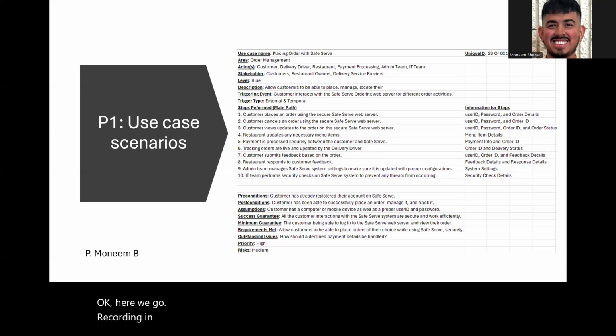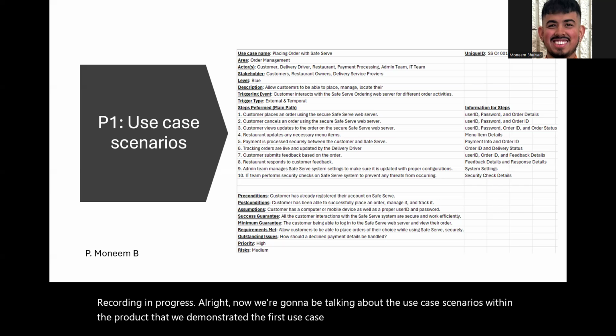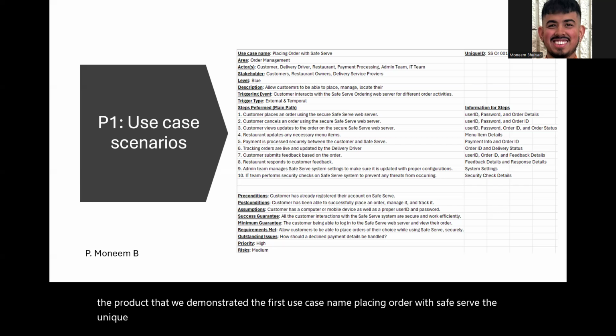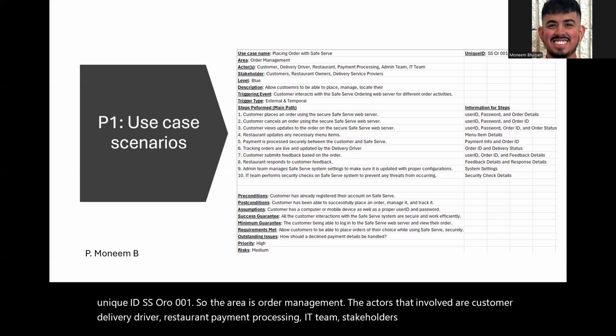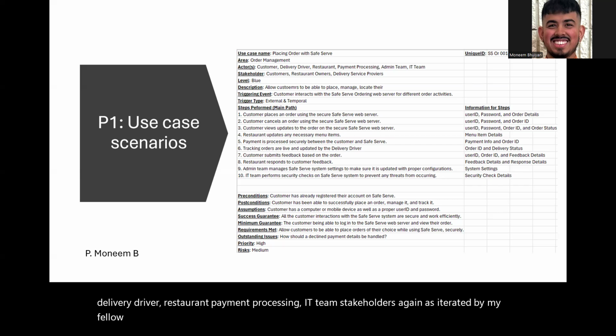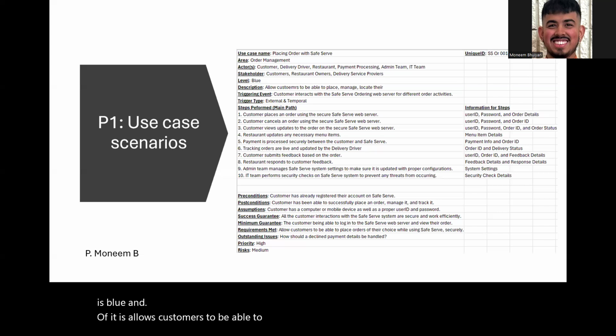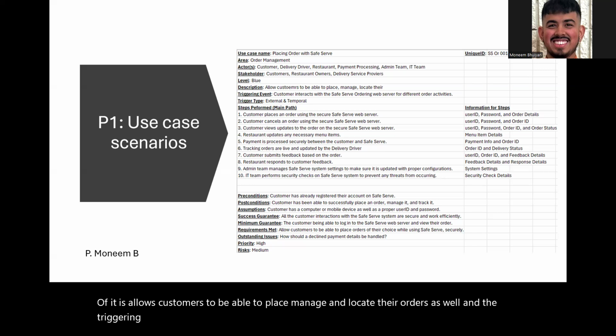All right, now we're going to be talking about the use case scenarios within the project that we demonstrated. The first use case name is placing order with SafeServe, the unique ID SSORO001. The area is order management. The actors involved are customer, delivery driver, restaurant, payment processing, admin team, and IT team. The stakeholders, again, as iterated by my fellow classmate Nadim, are customers, restaurant owners, and delivery service providers, and the level is blue. The description is that it allows customers to place, manage, and locate their orders as well. The triggering event is the customer interacts with the SafeServe ordering web server for different order activities. And the trigger type is external and temporal.